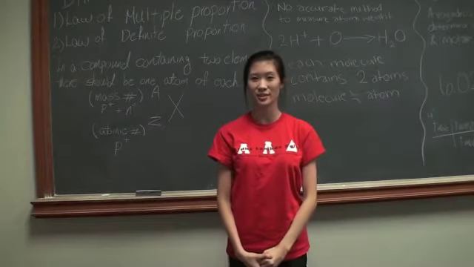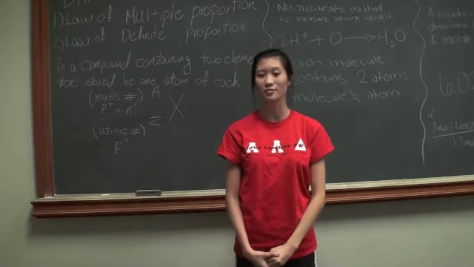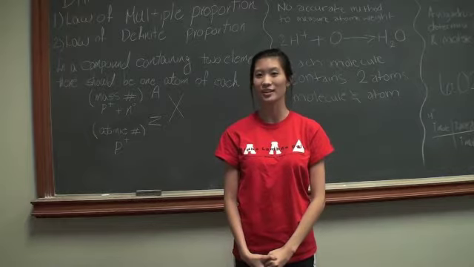Math science in 1808 when John Dalton came up with his principles, the law of multiple proportions and the law of definite proportions. He also came up with a third theory.